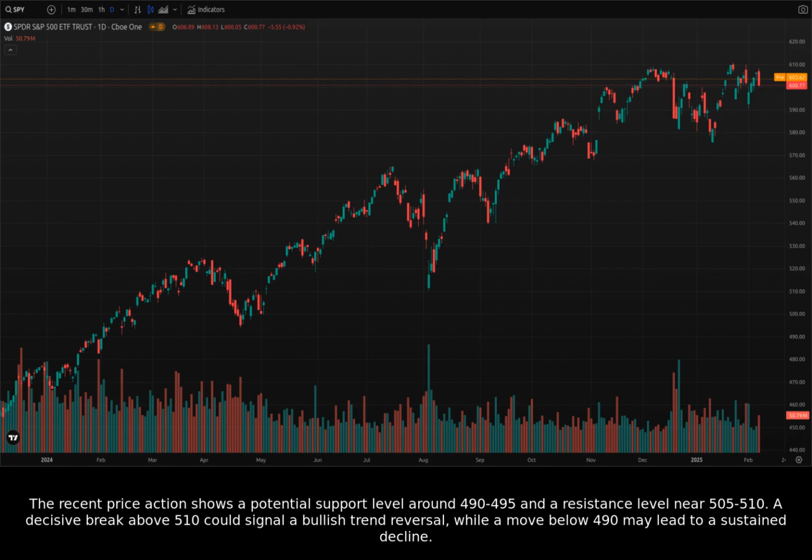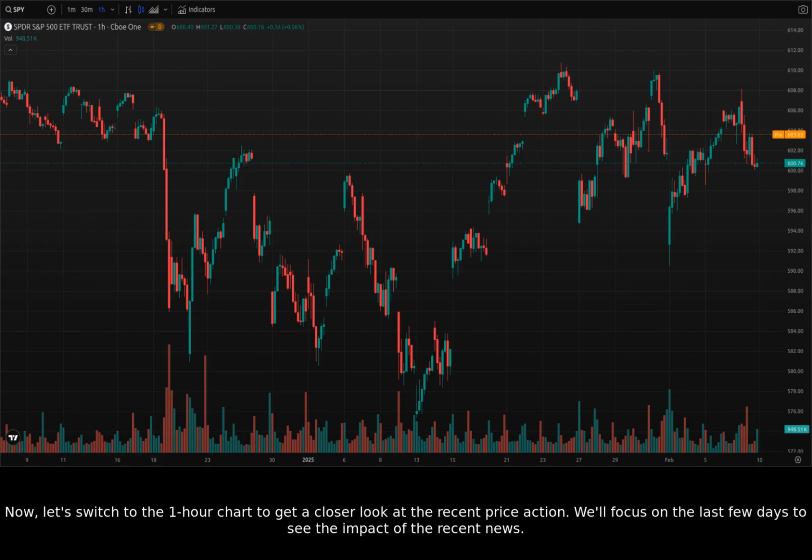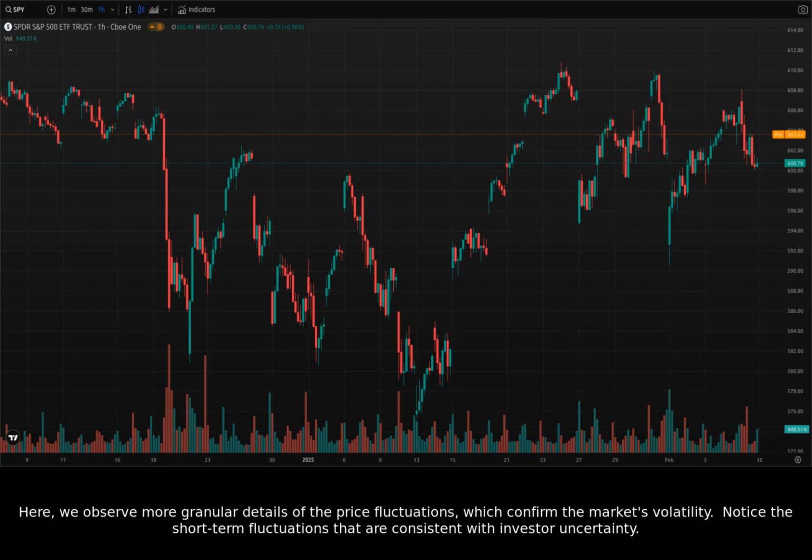Now, let's switch to the 1-hour chart to get a closer look at the recent price action. We'll focus on the last few days to see the impact of the recent news. Here, we observe more granular details of the price fluctuations, which confirm the market's volatility. Notice the short-term fluctuations that are consistent with investor uncertainty.